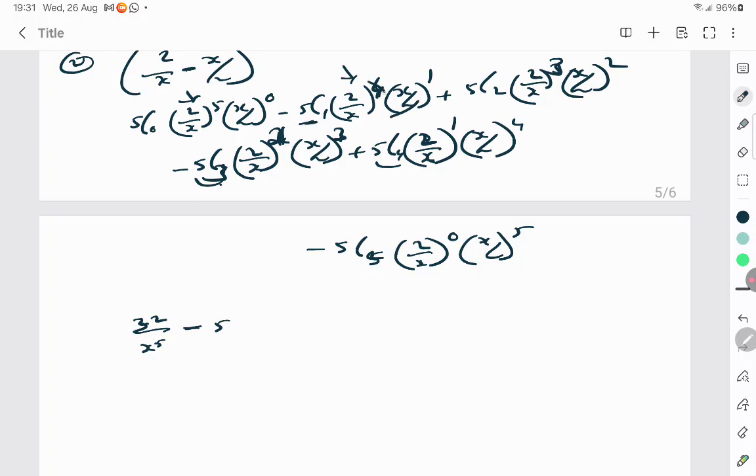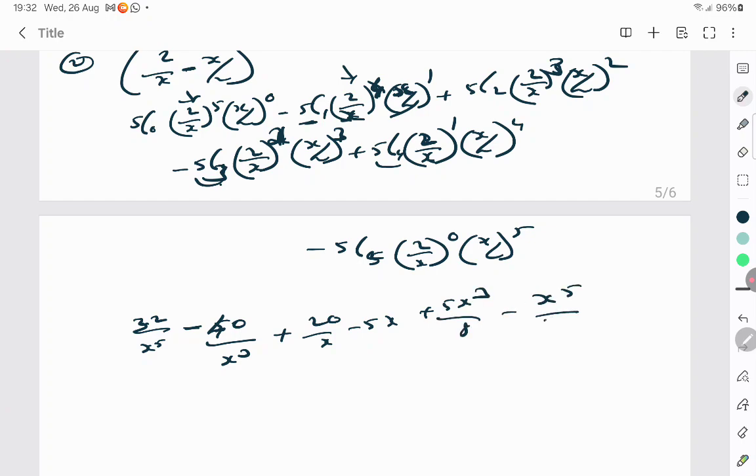The denominator 2 and this power will get cancelled only for 2. It's 2 to the power 3: 2 2s are 4, 4 2s are 8, 8 5s are 40. But x will still have a power 4 and that will get cancelled with this x, and so it will be x cubed. Like this, when you solve, you get 20 by x minus 5x plus 5x cubed by 8 minus x to the power 5 by 32. Just solve it and see.